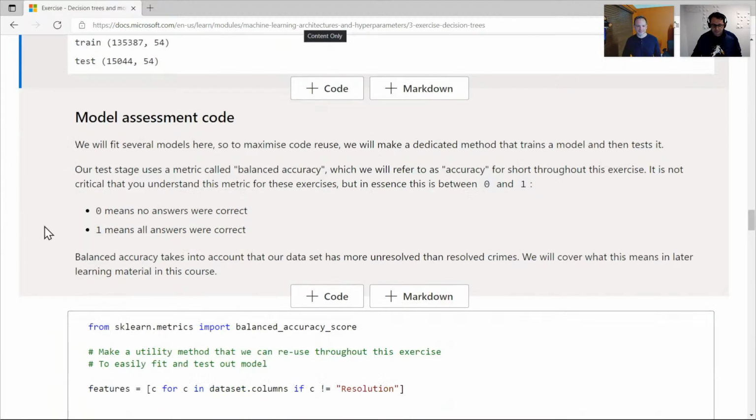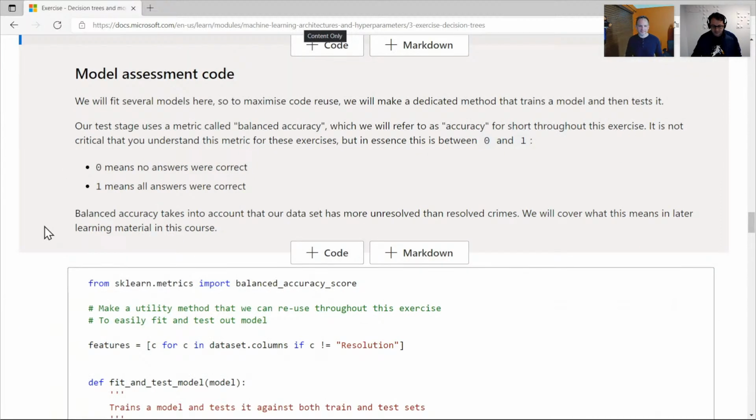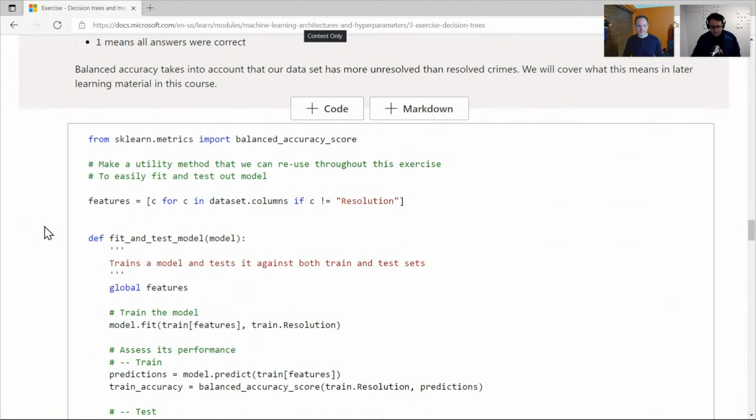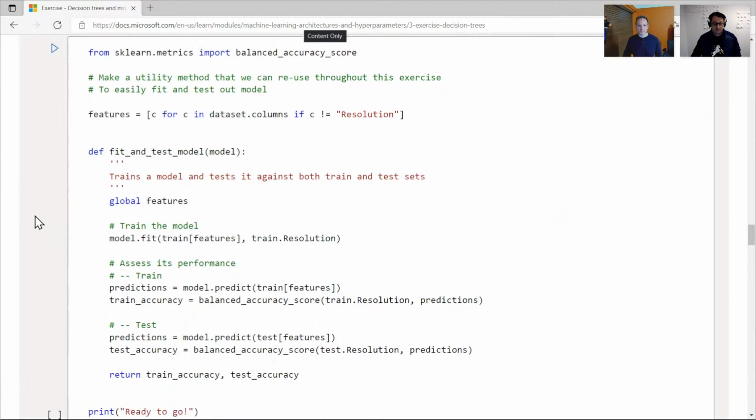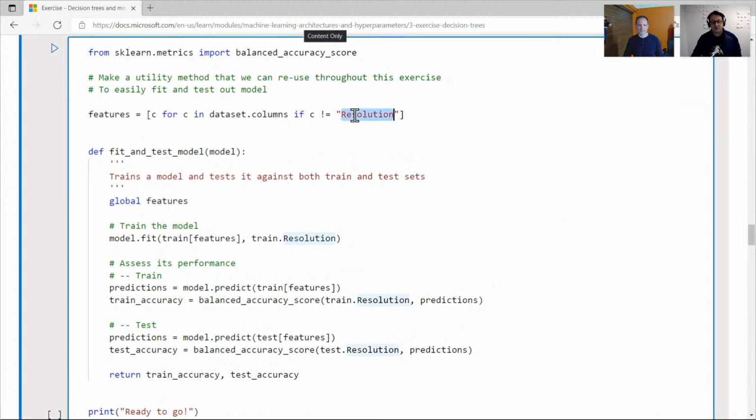All right. So the next step is to actually fit and test the model. We've got this method here that we're running through, and a few things are happening. There's a features list here, because we did that one-hot vector swap, so we've now got 54 columns. We want to make our features list, which is the inputs to our model, essentially all the columns except for resolution. Resolution is our label.